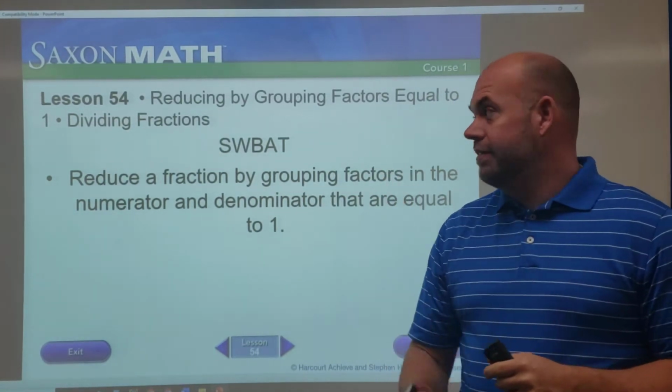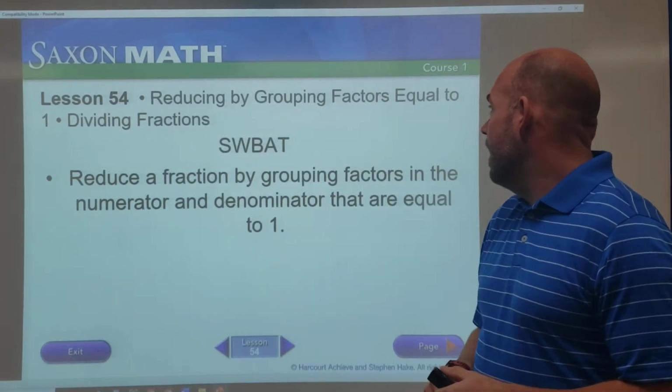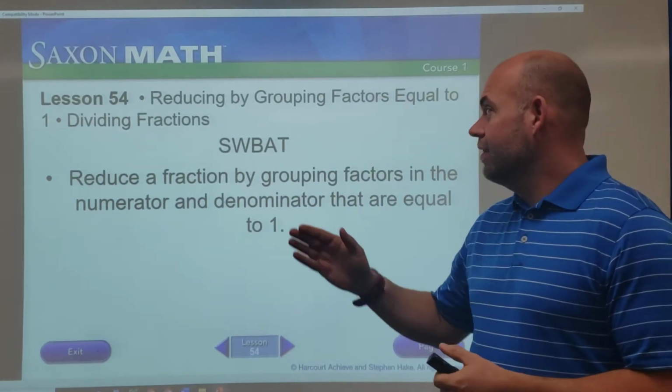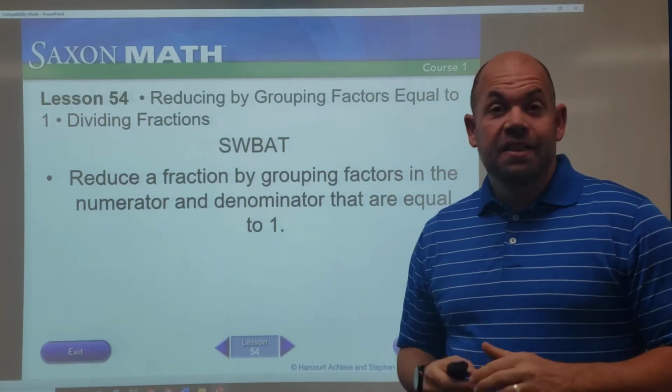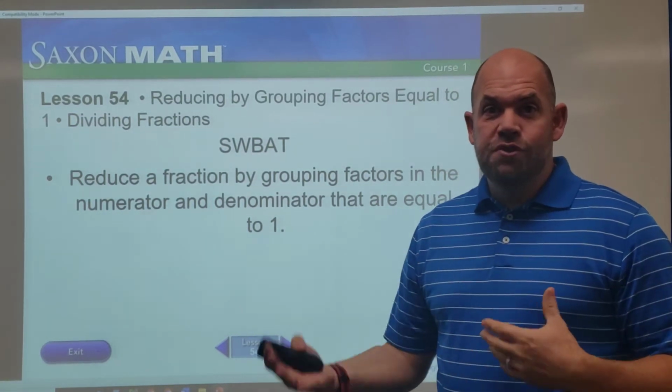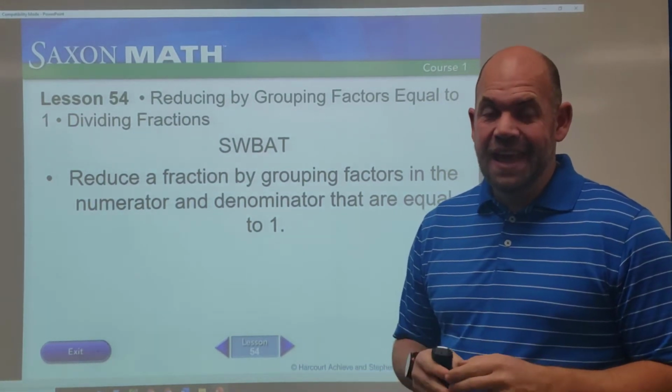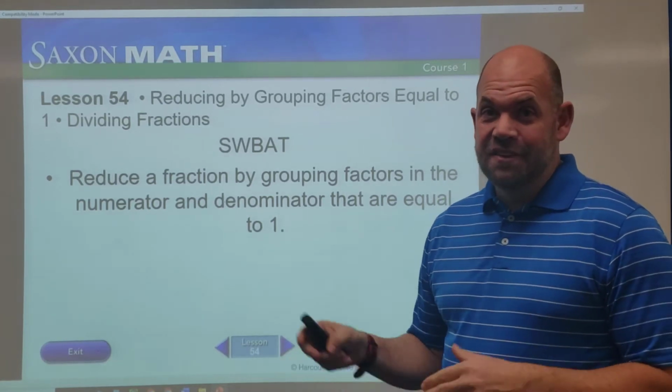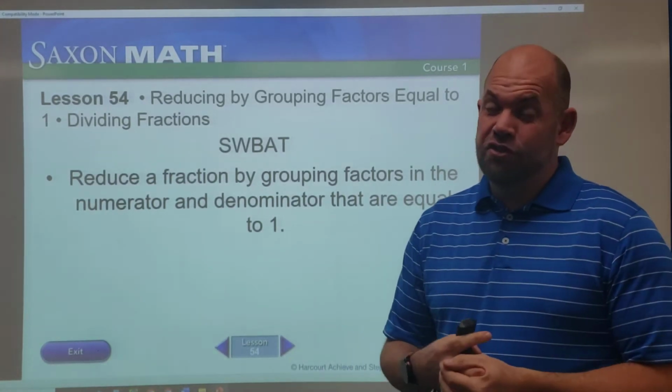This is two different concepts: reducing by grouping factors equal to 1, and then dividing fractions. The last several lessons have been kind of a review and they've been a little bit easy, quite frankly. That ends today. This is new concepts and they're challenging ones.